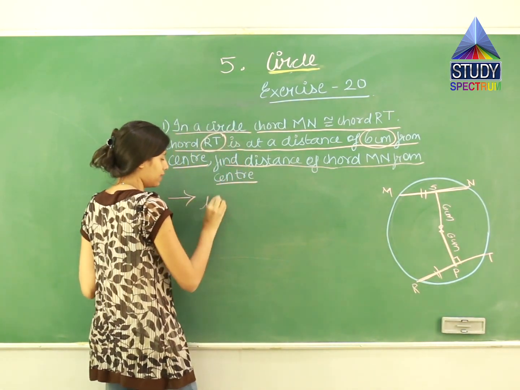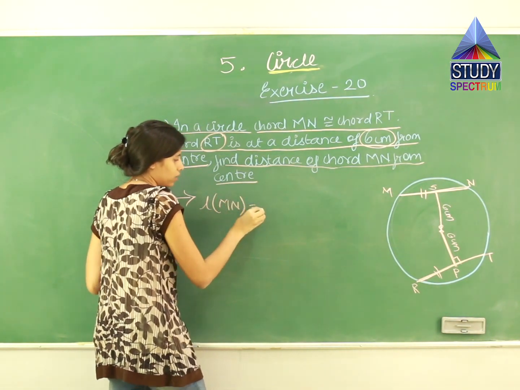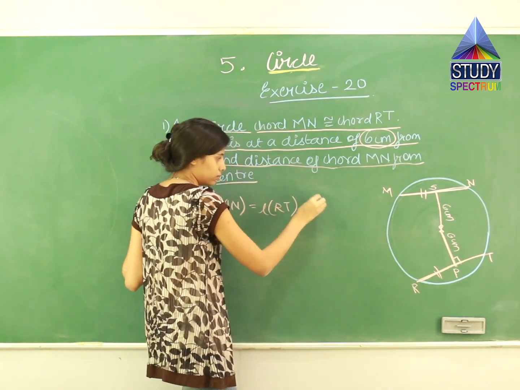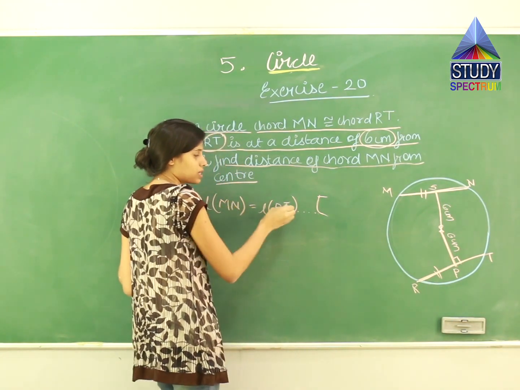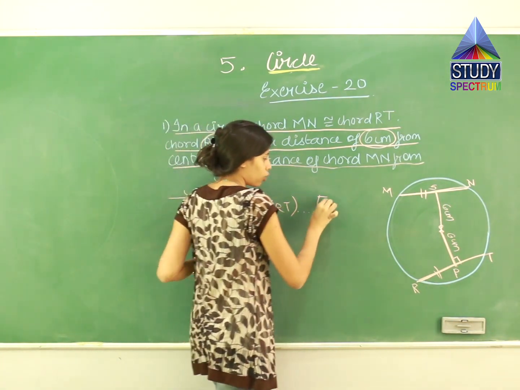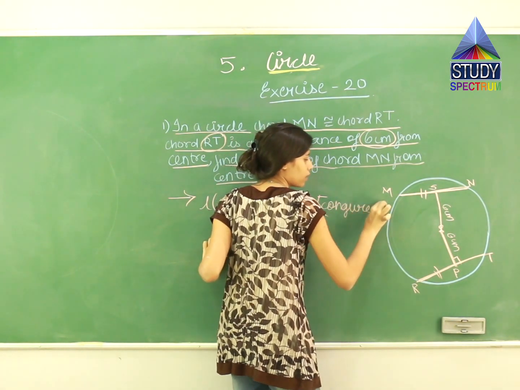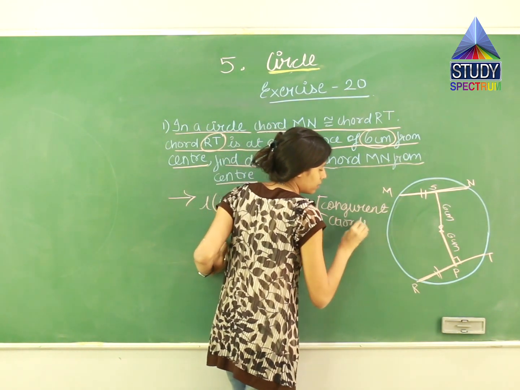First you have to write length MN is equal to length RT. In the question, why have you said NM is equal to RT? You have to write congruent chords, given.